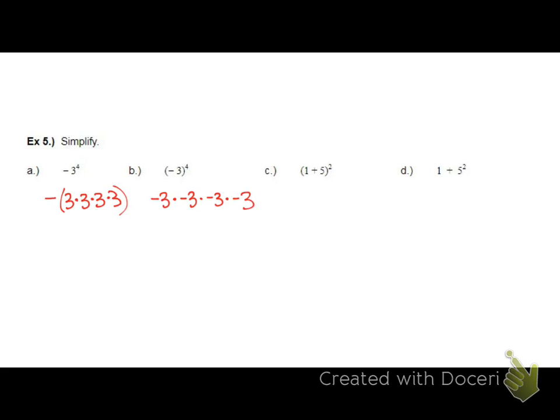So on letter A, we know our answer will end up being negative. What is 3 times 3? 9. What's 9 times 9? 81. So we end up with negative 81.